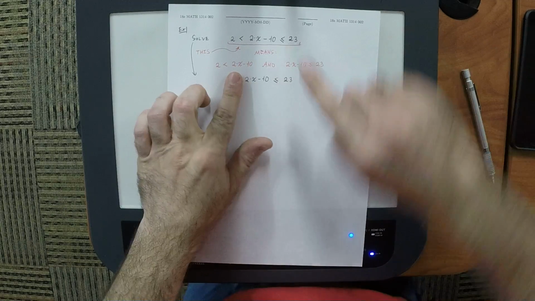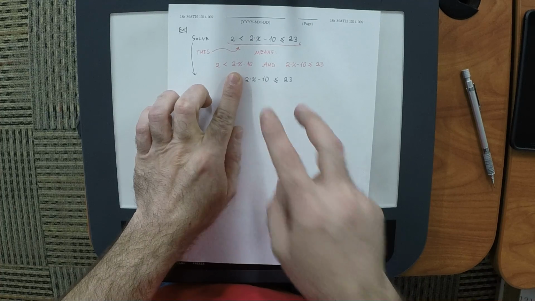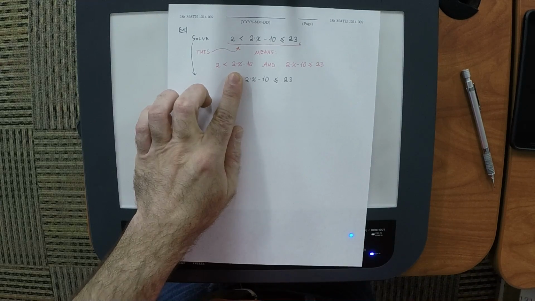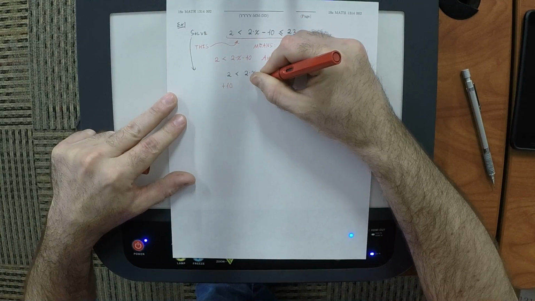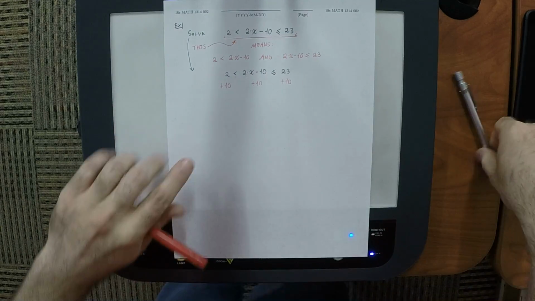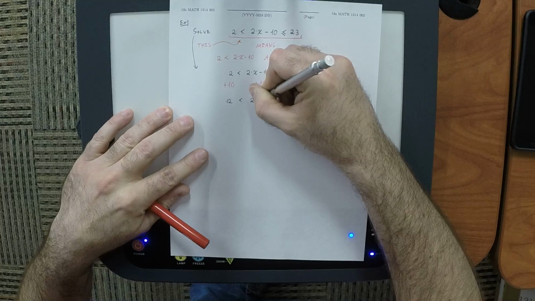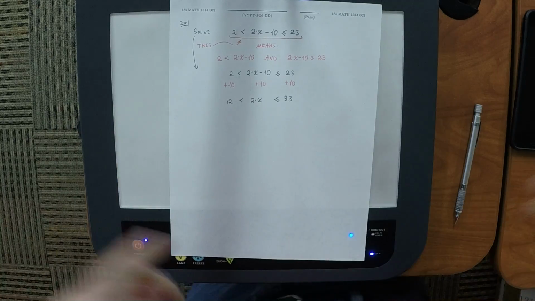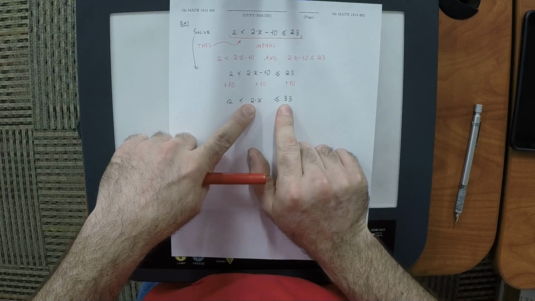What if we were solving this inequality? What would you want to do? You'd want to add 10 to both sides. So can you agree that in all circumstances, what you'd want to do is add 10 to both sides? Okay, so what we're going to do is add 10 to all positions: left, middle, and right. The new left position is 12. The new middle position is 2x. The new right position is 33. And again, we have an inequality string that really means this inequality is true and that inequality is true.